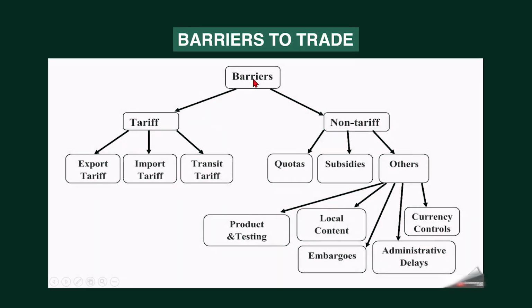We can see in this diagram, there are two different types of trade barriers followed by the countries. In tariff barriers, there are export tariff, import tariff, and transit tariff. Further, in the non-tariff barrier, there are three main domains. One is the use of quotas, second is the use of export subsidies, and third, different other non-tariff barriers like local content requirement, voluntary export restraints, embargoes, sanctions, administrative policies, etc. And we are going to deal with these non-tariff restrictions of trade today.